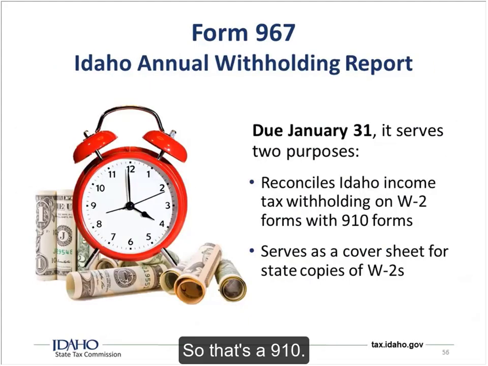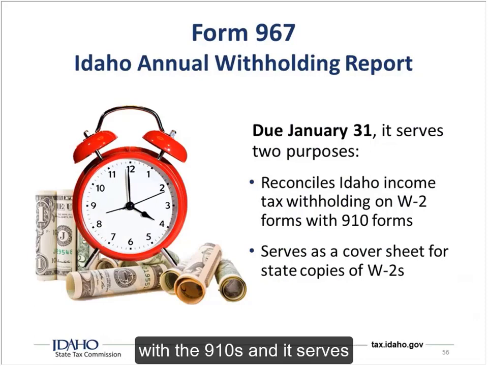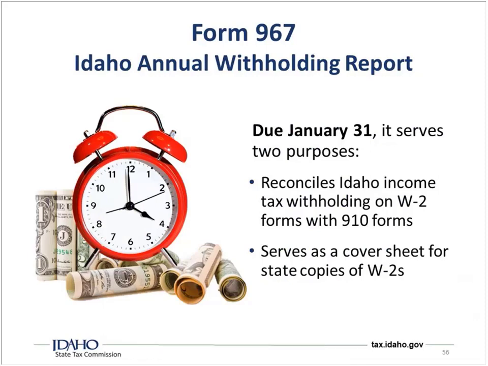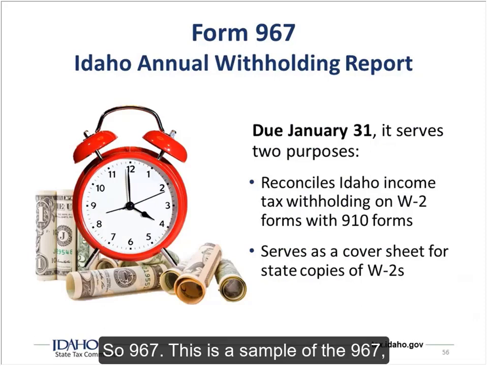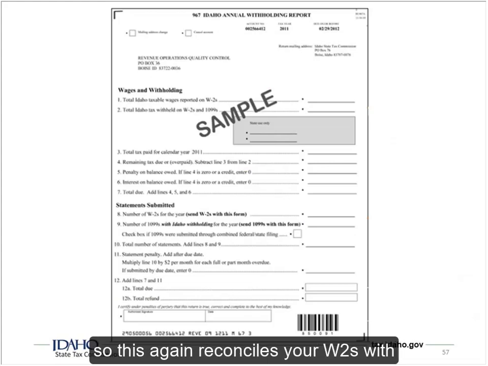So that's the 910. There's also the 967. The 967 is due January 31st, and it serves a couple of purposes. It reconciles Idaho income tax withholding on the W-2 forms with the 910s, and it serves as a cover sheet for the state copies of the W-2s. So 967, this is a sample of the 967. So this, again, reconciles your W-2s with the withholding that you have sent us.